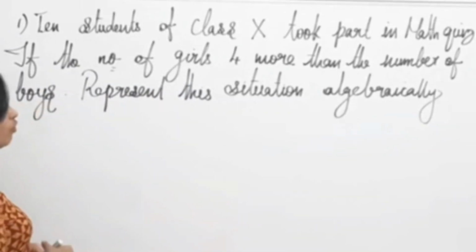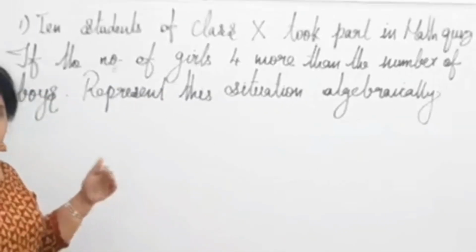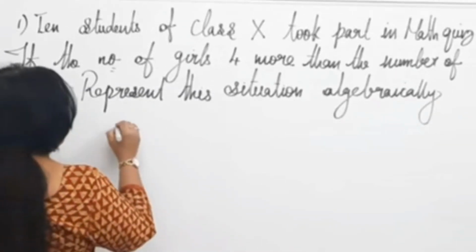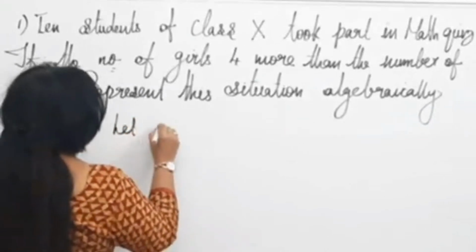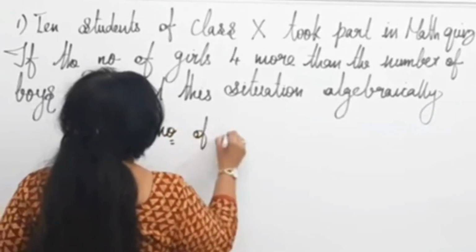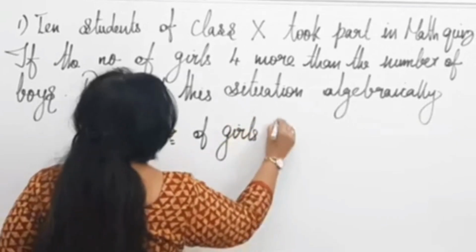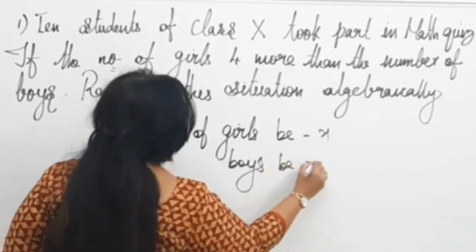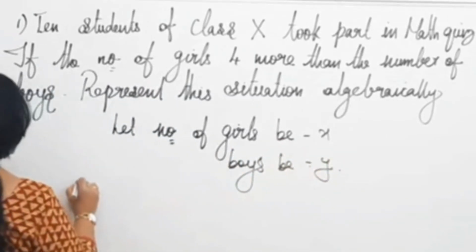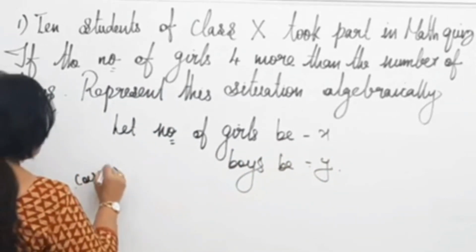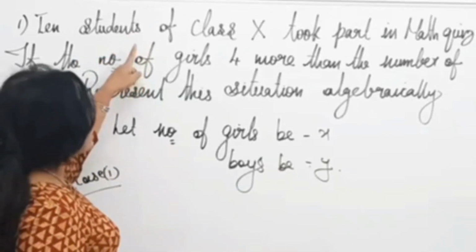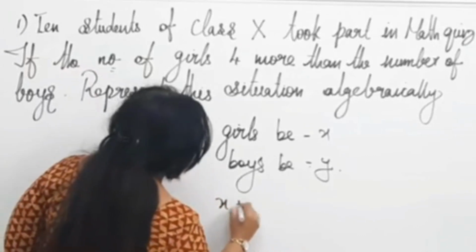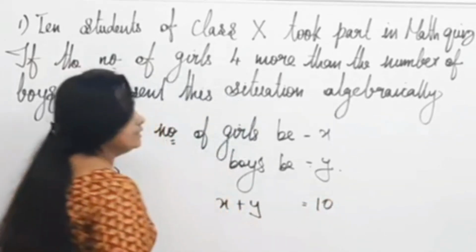Now, I go for finding x and y, but before that I have to define what is x and what is y. So here, let the number of girls be x and boys be y. By the condition, case 1, it is given x plus y, both the students together, is 10.